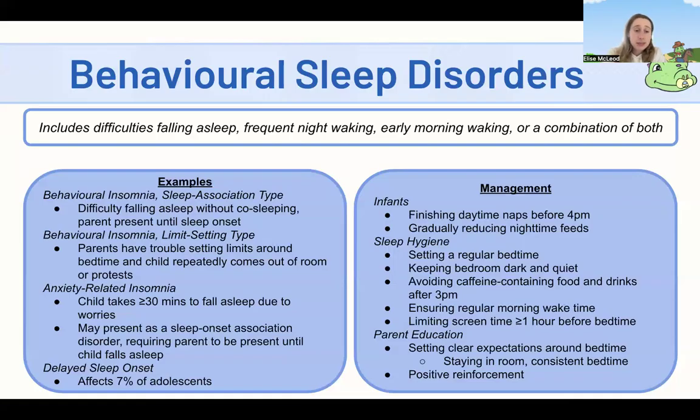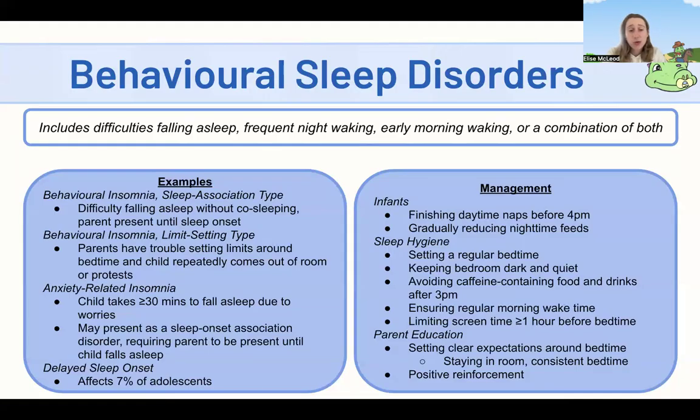And then the limit setting type is when the parents have trouble setting limits. So the child comes out of their room or protests, and the parent might struggle to get the child back to bed. Anxiety related insomnia is really common, where the child takes more than 30 minutes to fall asleep.